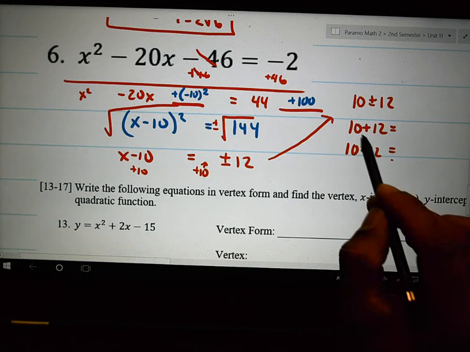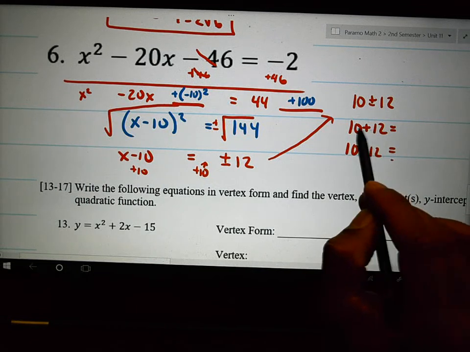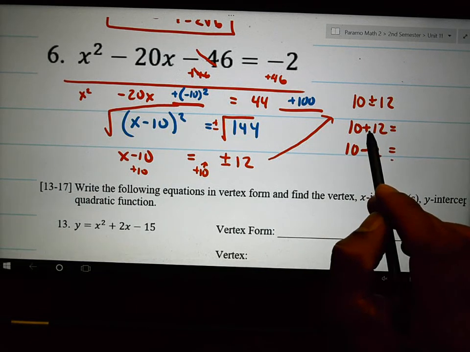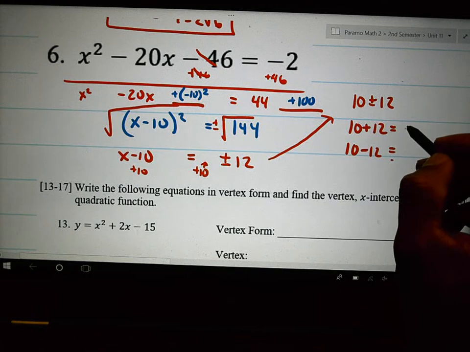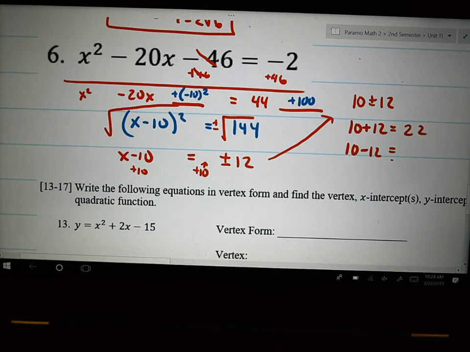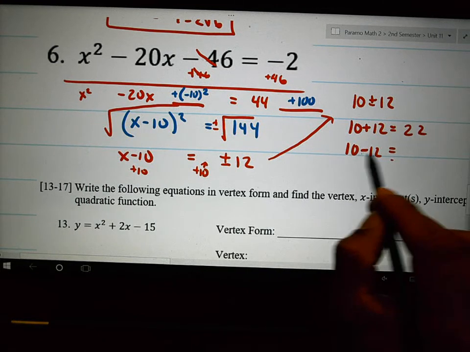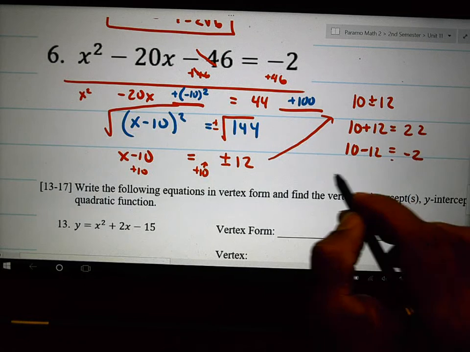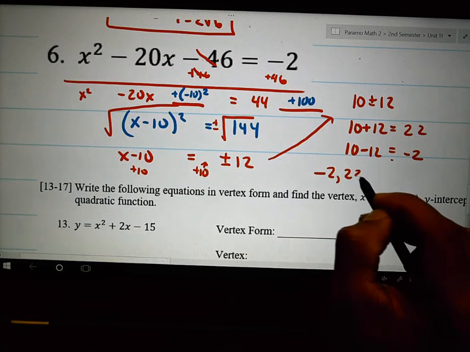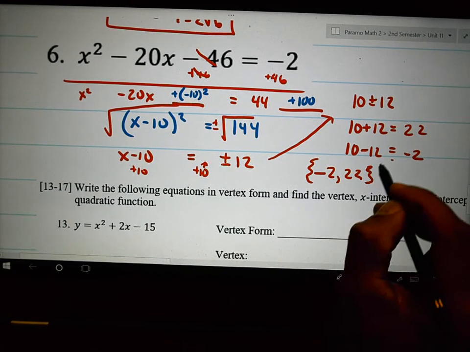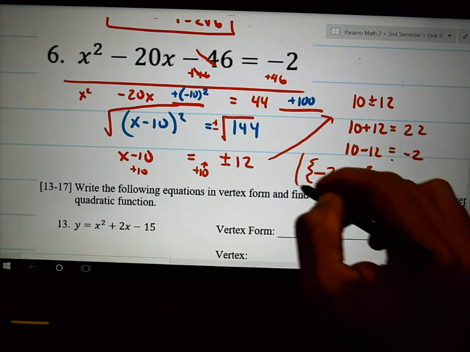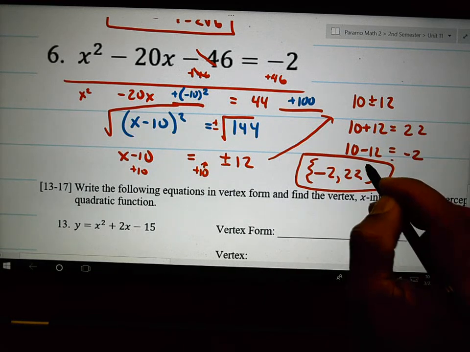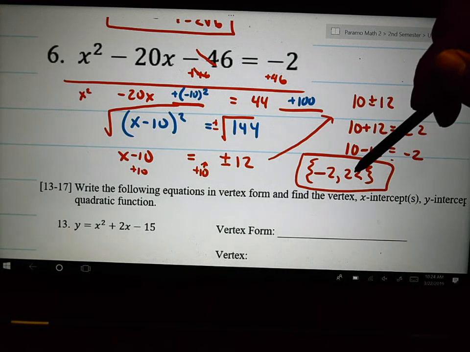You guys know how to do 10 plus 12. If you can simplify it, simplify it. 10 plus 12 is 22. That's one of your answers. 10 minus 12 is negative 2. Our two solutions. Sometimes they simplify to negative 2 and 22.